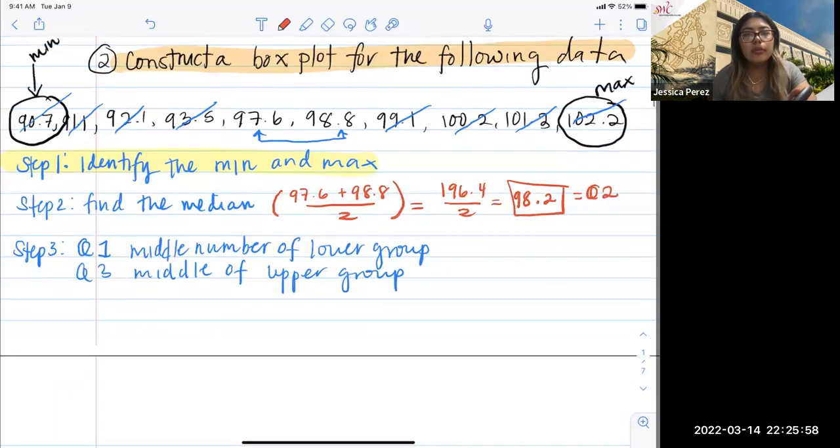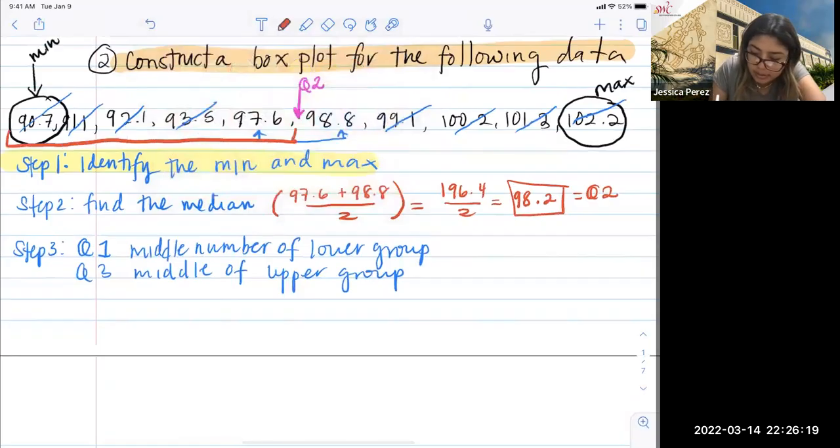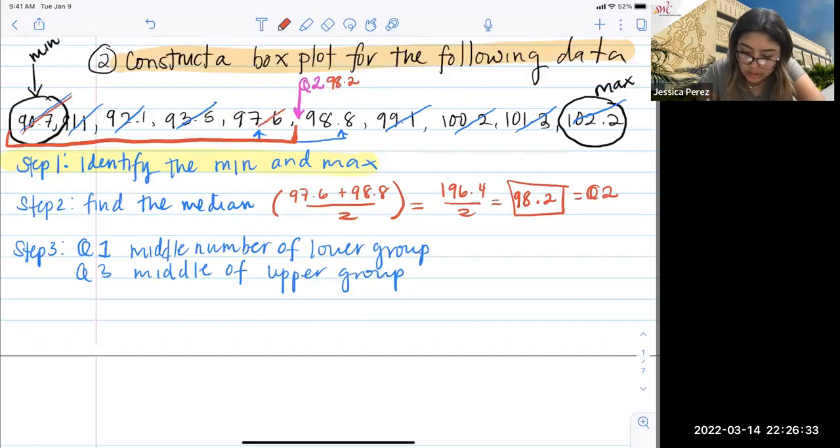Now to find Q1, it's actually the middle number between. If I have here my Q2, I'm going to find Q1 by finding the median of this quartile. So then I have here 98.2, which is right here. So then I go across, across, across, and across. So my median, or my Q1, is 92.1.